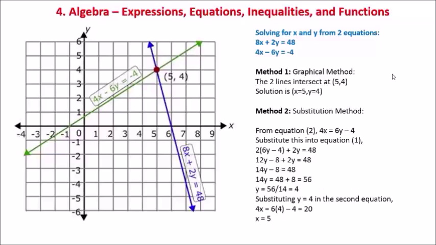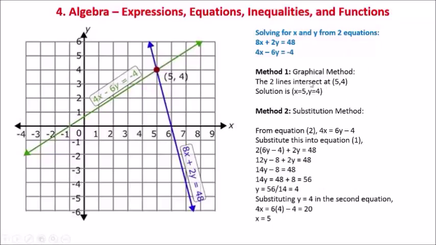Another way of looking at it is, I've got two equations, 8x plus 2y equals 48 and 4x minus 6y equals minus 4. If I solve for x and y, then x equals 5, y equals 4. So it is a solution. That point of intersection is the solution for these two equations because that point satisfies both equations. There are two methods to solve these two equations.